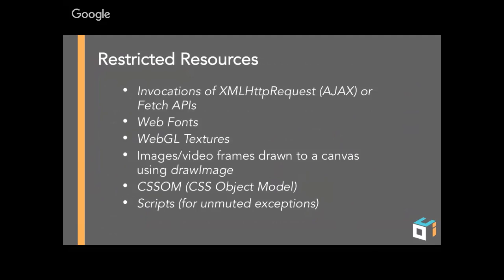These are restricted resources: your Ajax requests or XMLHttpRequests, sometimes we just call it XHR, fetch APIs, web fonts, GL textures. Now, some of these things we don't really use on a daily basis, but of course we know what Ajax is. What else? Images or video frames drawn to a canvas, CSS object model, and scripts for unmuted exceptions, which is an unusual topic. We're going to kind of avoid that for now, but in terms of being complete, there it is. These are restricted resources.